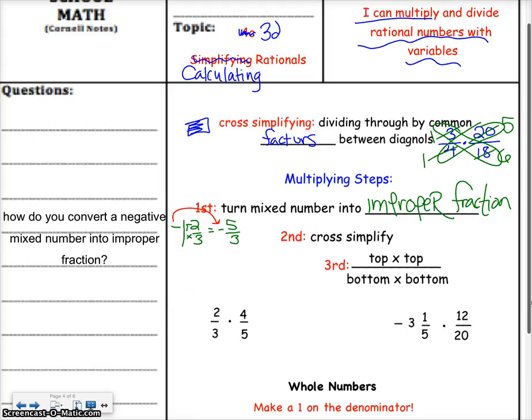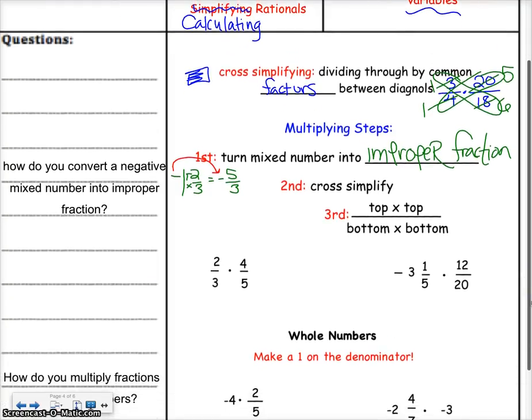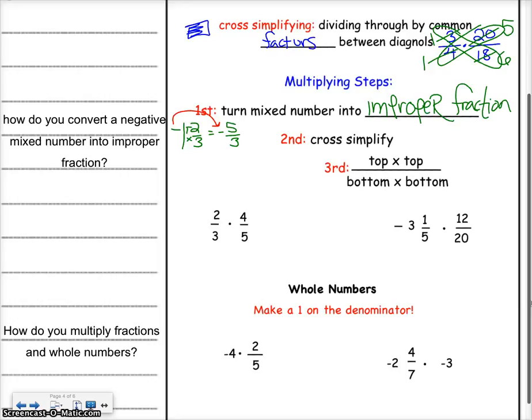All right, and then I like my students to cross simplify after you've done that conversion, and then top times top over bottom times bottom. All right, here I go. 2/3 times 4/5. I can't cross simplify with the 2 and 5. I can't cross simplify with the 3 and 4, so it's top times top, 2 times 4 over bottom times bottom, 3 times 5, 8 over 15, and I am done.